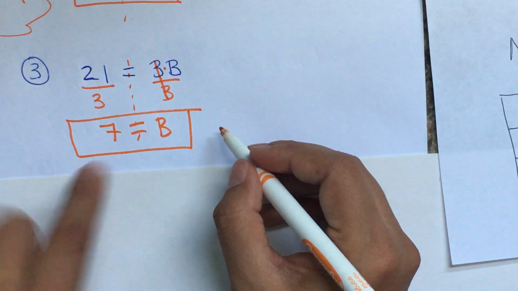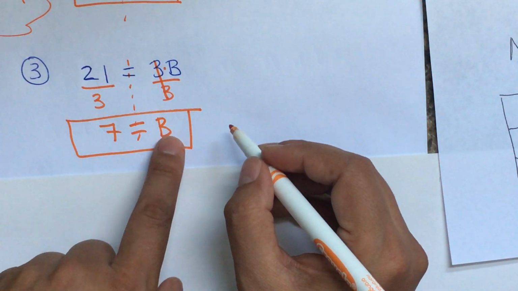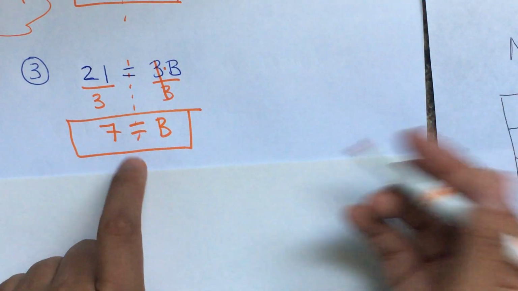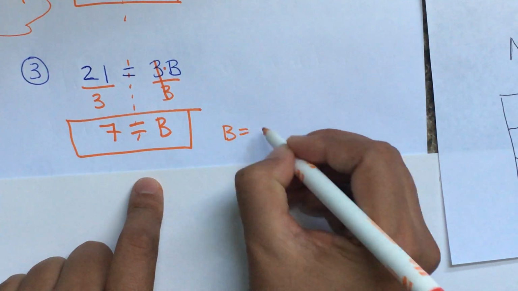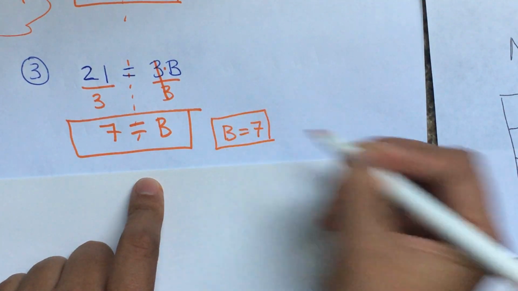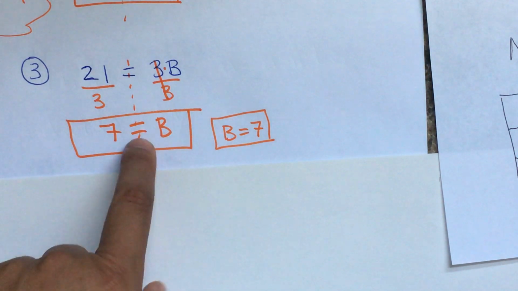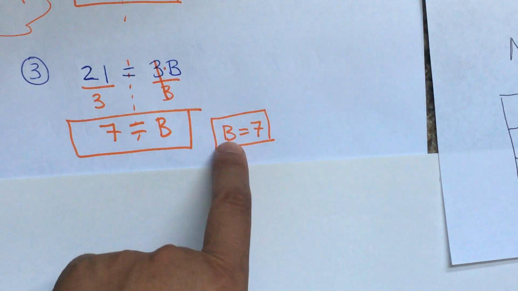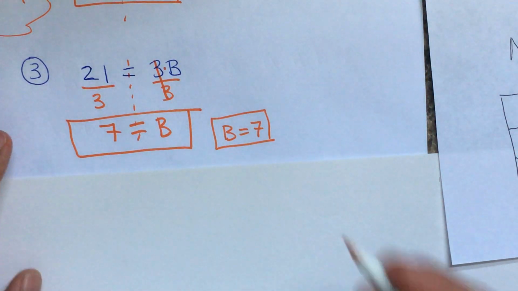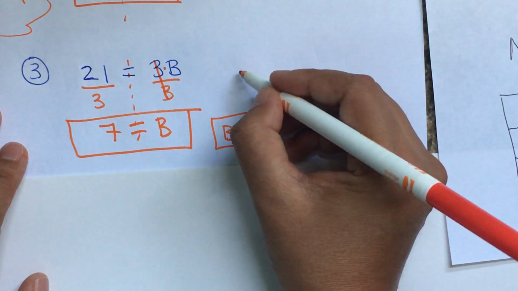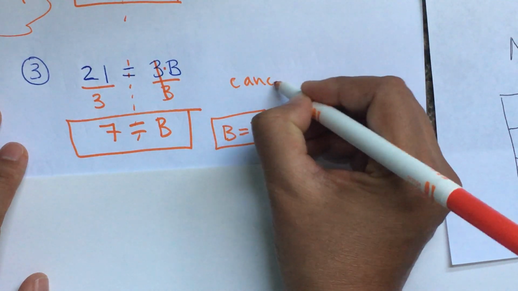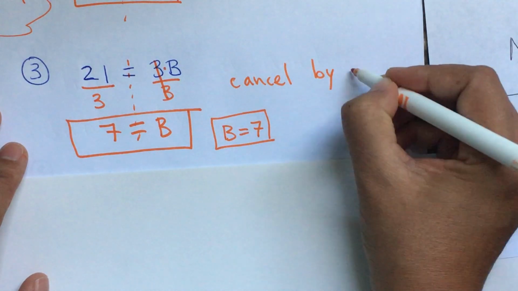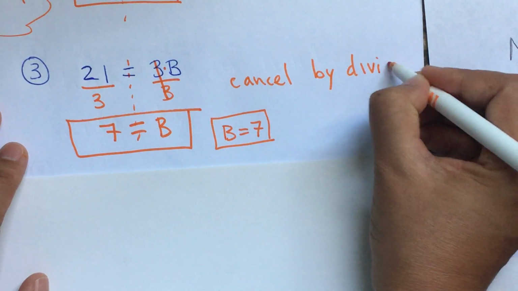However, there are some teachers who don't like to see the variable on the right side. They need to see it like this. b equals 7. So it all depends on your teacher, okay? It's the same thing, but some teachers prefer to see the b on the left. So in here, what did we do? We canceled by division or dividing.